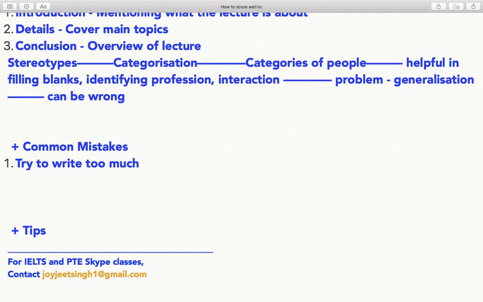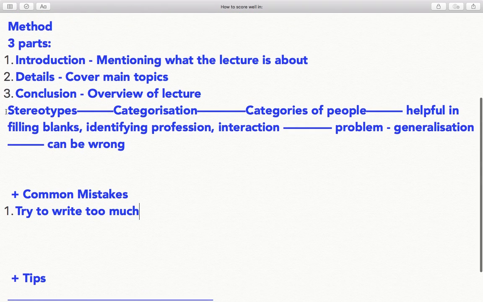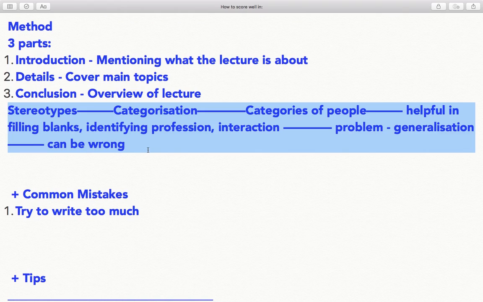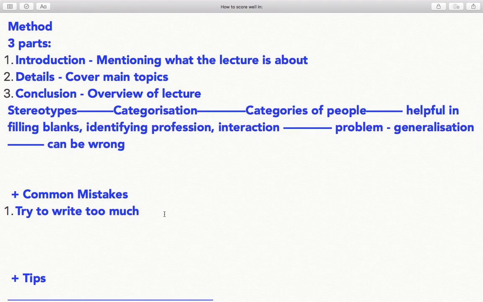Guys, do not try to write everything. All you have to write is the main topics, like I did over here. I just wrote what the lecture is mainly about. Not the random stuff, not the other stuff, just the main topics. Just words that will give you an idea of what to talk about and expand on these words. So don't try to write lines, just write words and expand on them.